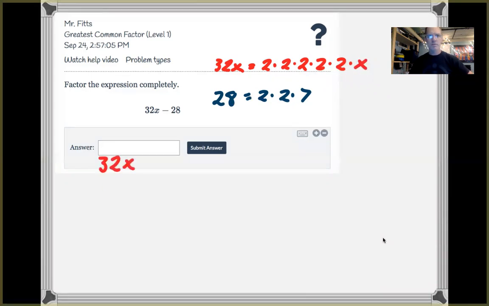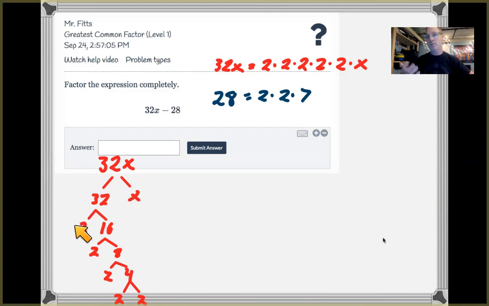So let's use a factor tree. Well, 32x is just 32 times x, but I can't factor the x, it's just an x. If it were x squared, I could factor it, it could be x times x, but it's not. So 32, that's 2 times 16, and then 2 times 8, 2 times 4, 2 times 2. So here we go: 2 times 2 times 2 times 2 times 2 times x. And then we have 2 times 2 times 7.